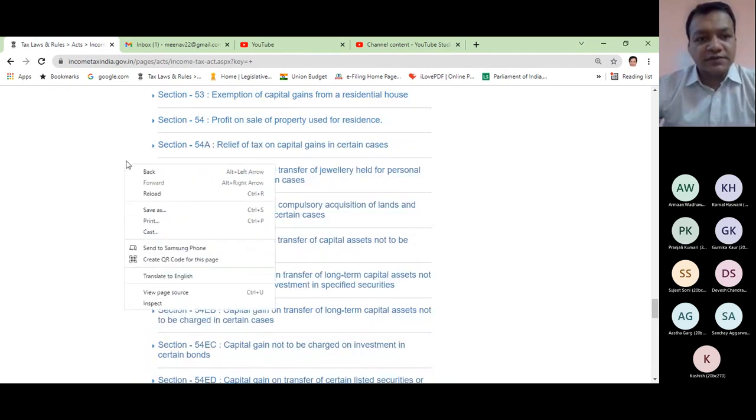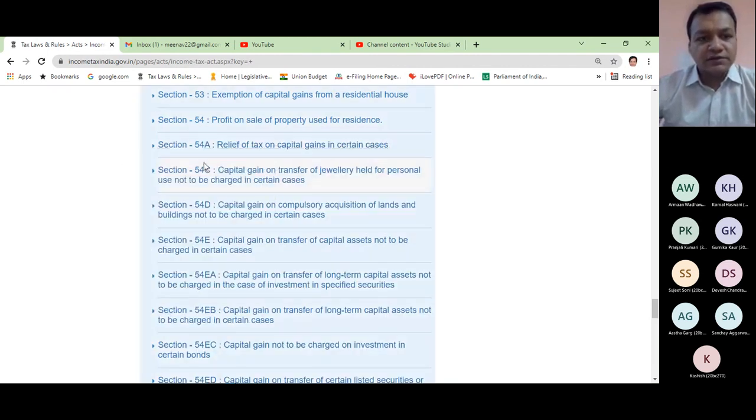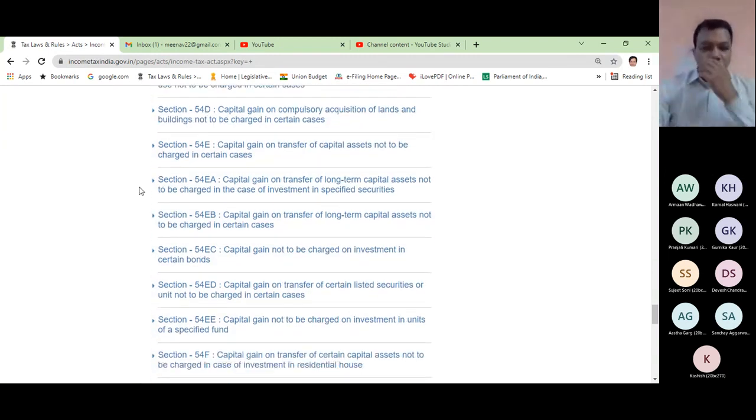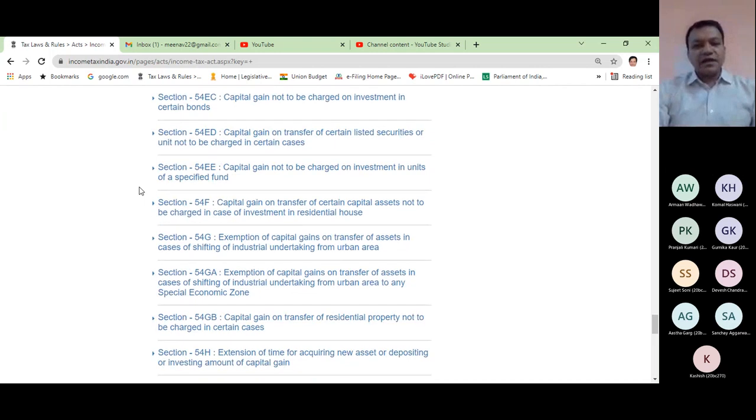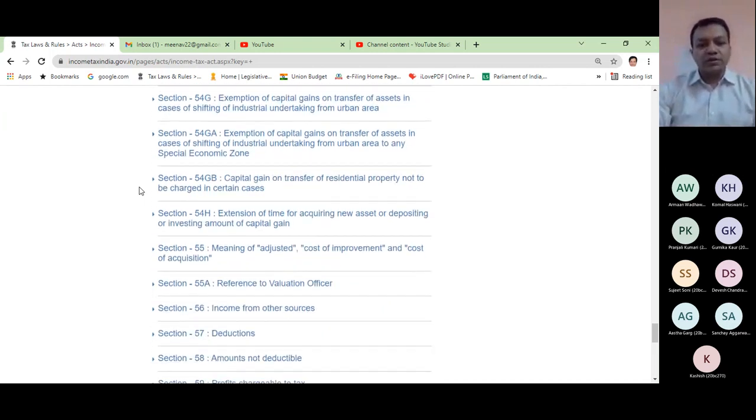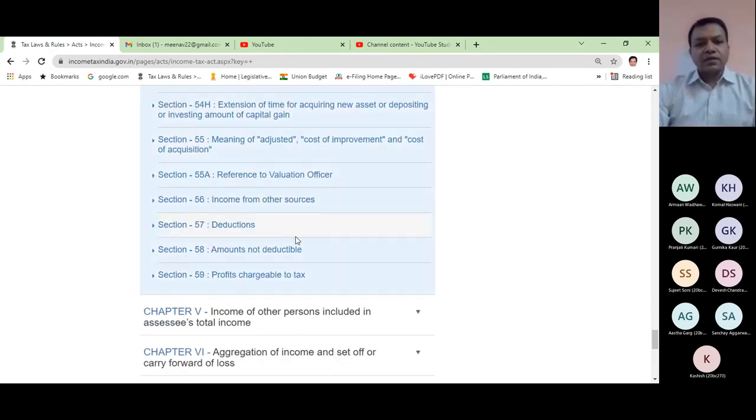100% it is the problem of the website. Otherwise, there is a section 54B lies there. Anyhow, so it goes on. Capital gain starts from 45 and it goes on till 55A. Starting from 45 till 55A, the topic capital gain goes on. This is one thing which I wanted to tell you.